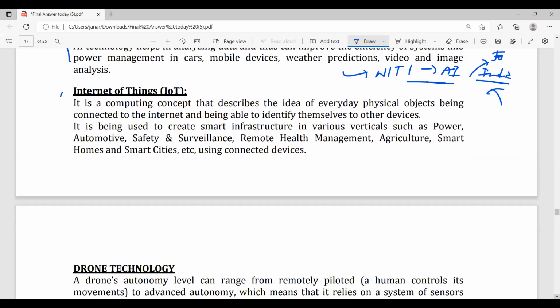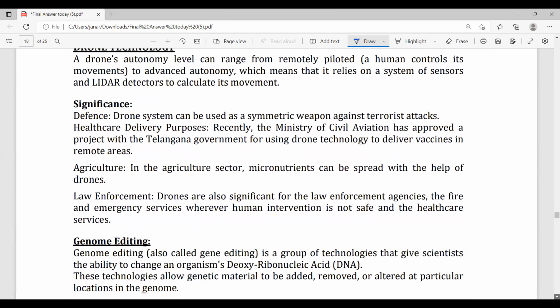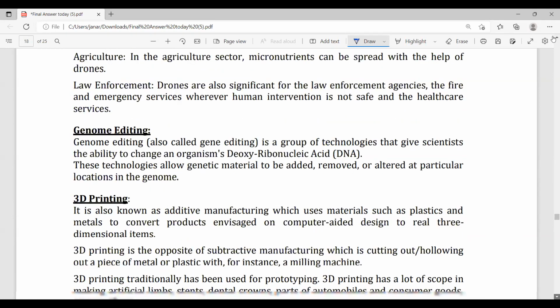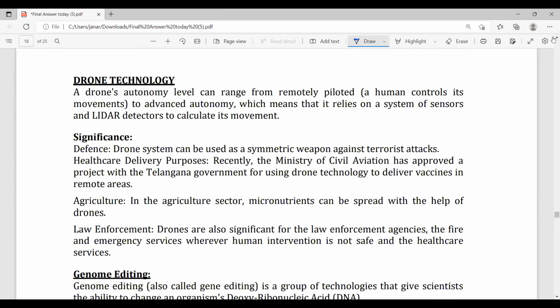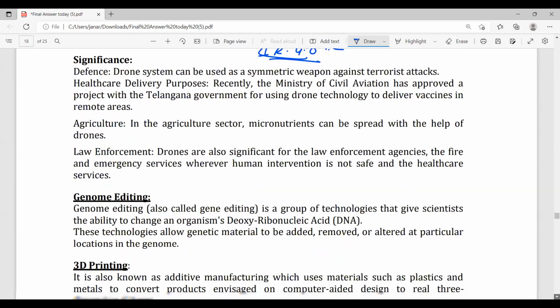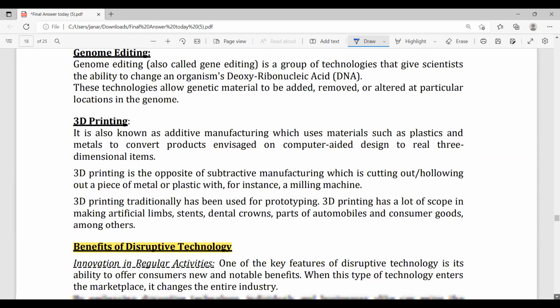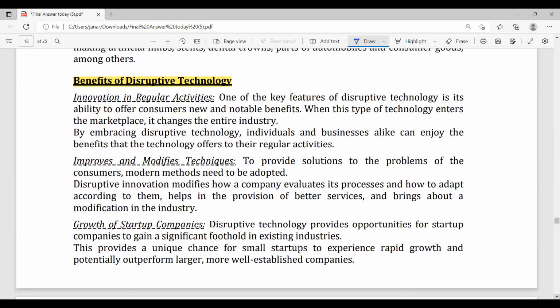Challenges with IoT. Drone technology significance. See, don't think that digital disruptions are limited to only IR 4.0. Industrial Revolution 4.0 is one term, but we have many other things in disruption, like we saw yesterday: 3D printing, synthetic biology, gene editing. Benefits. What are the benefits of disruptive technology?